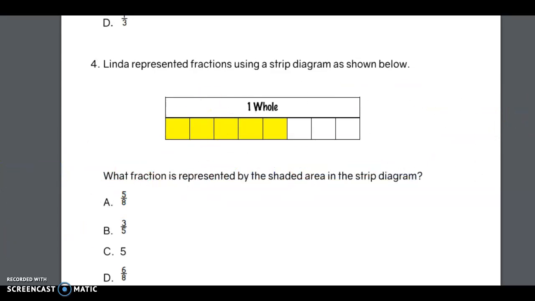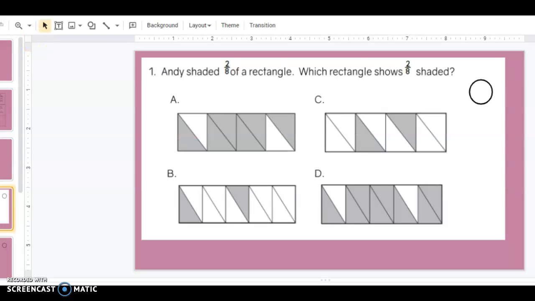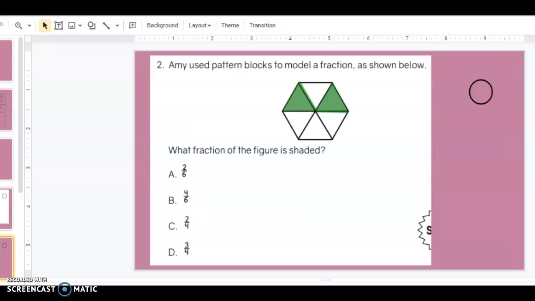Okay, now I'm going to go and read these questions for you guys, okay? So number 1, Andy shaded 2/8 of a rectangle. Which rectangle shows 2/8 shaded? So I want you to do your work on a piece of paper, letter A, letter B, letter C, letter D. And I want you to tell me the fraction of each one of these, okay?